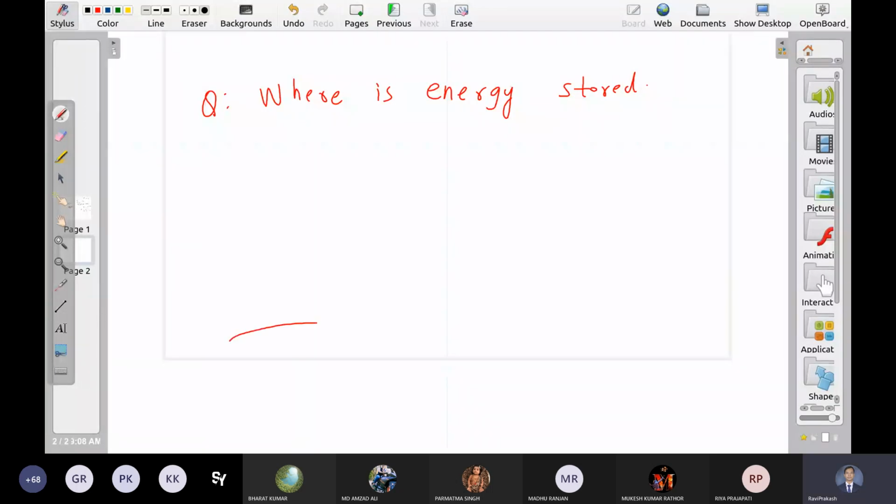This is Earth, and this is a block of mass m. I applied some force on this mass m and lifted it to a height h. So this is the new position of mass m, right? How much work did I do? How much work did I have to do? mgh.